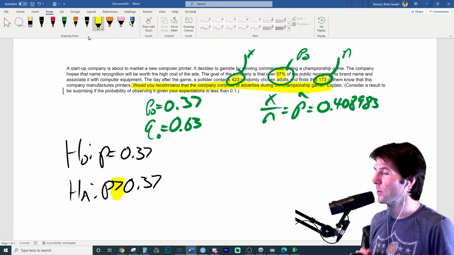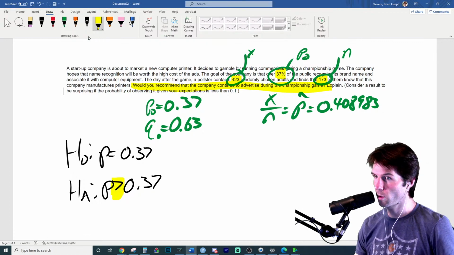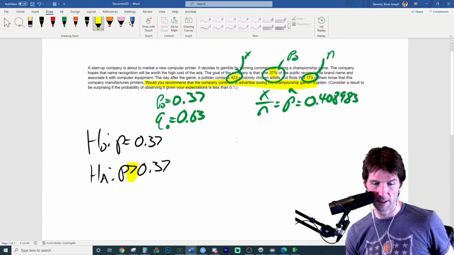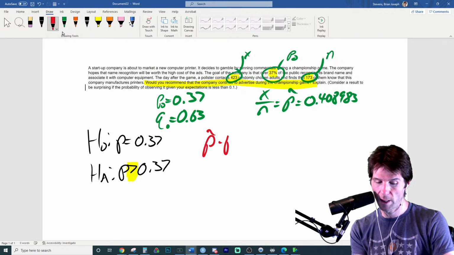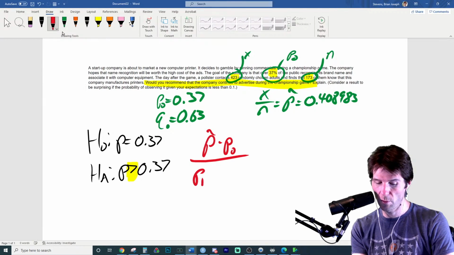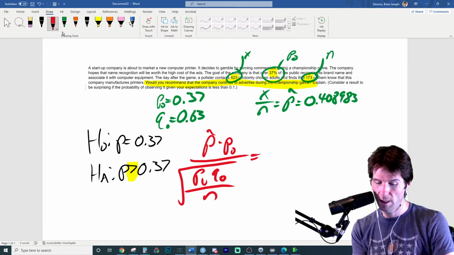It's going to be very important when we find the p-value which way we shade the curve, and we'll be doing that here in just a little bit. So now we solve our equation: P hat minus P naught over the square root of P naught Q naught over N. And now we put in P hat.